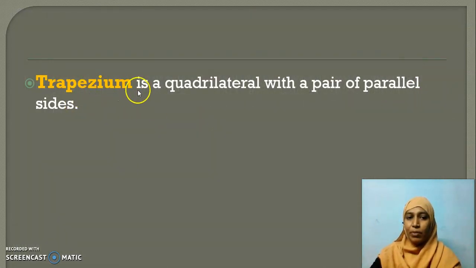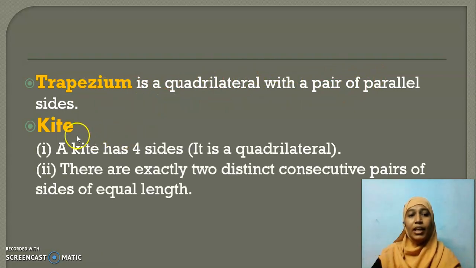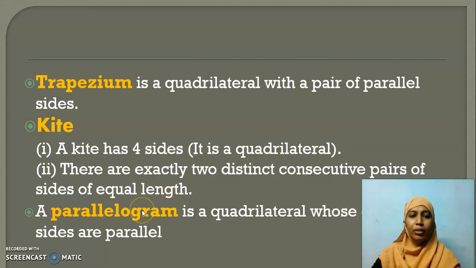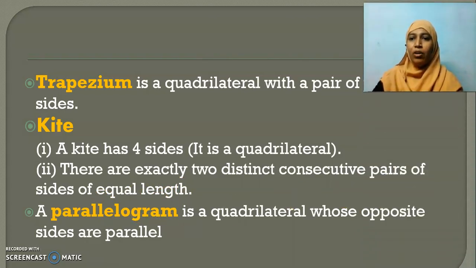Then we learned what a trapezium is. It's a quadrilateral with a pair of parallel sides. Then kite. It is a quadrilateral in which two distinct consecutive pairs of sides are of equal length. Then parallelogram. And we discussed many problems based on this parallelogram, finding angles, isn't it? Whose opposite sides are parallel. Here both the pairs should be parallel. In a trapezium, it's enough if one pair is parallel.